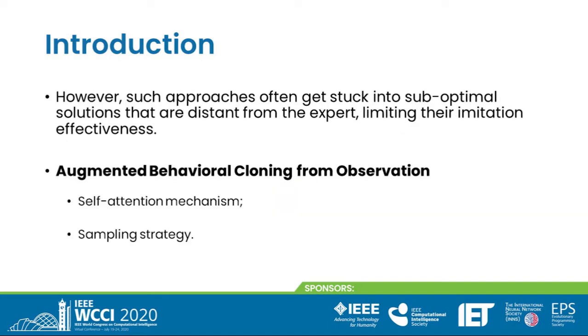However, such approaches often get stuck in suboptimal solutions that are distant from the expert, limiting their imitation effectiveness. We address this problem with a novel approach that overcomes the problem of reaching bad local minima by exploring a self-attention mechanism that better captures global features of the states and a sampling strategy that regulates the observations that are used for learning.